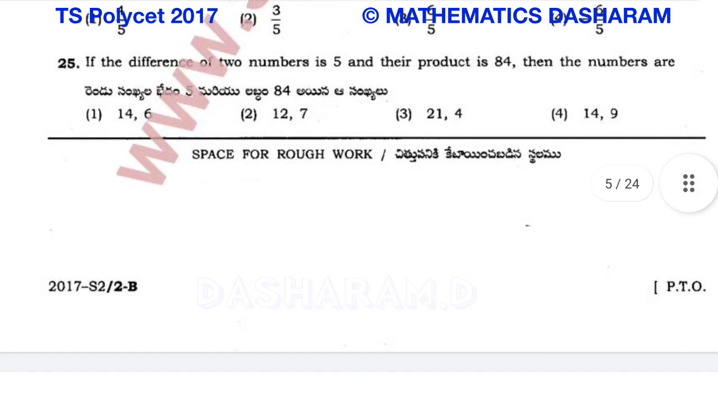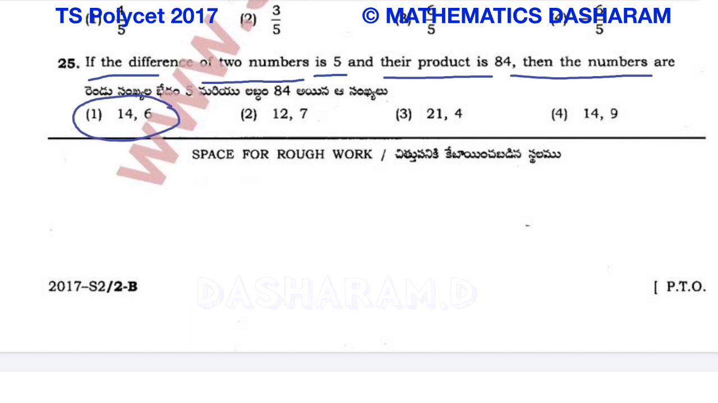Next, the 25th question. If the difference of two numbers is 5 and their product is 84, then the numbers are. So no need to form the equations, just go with the options. First option is 14 comma 6. What is the condition here? Difference of two numbers is 5. The difference between 14 and 6 is 8, but here we required 5. So option 1 is wrong.